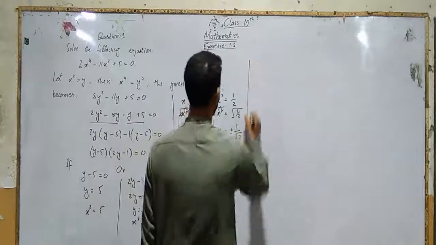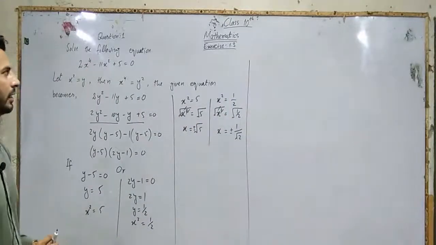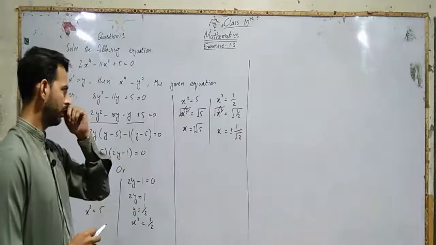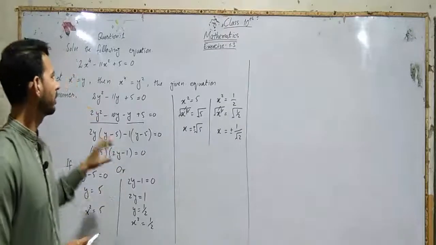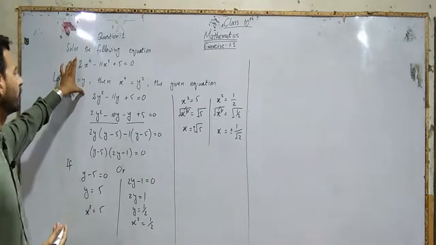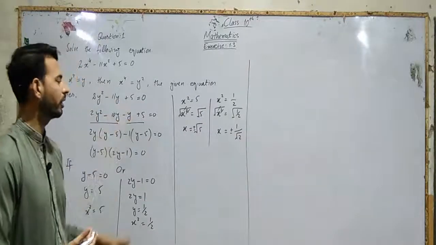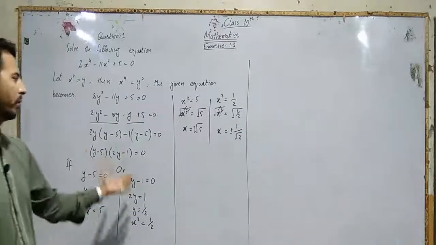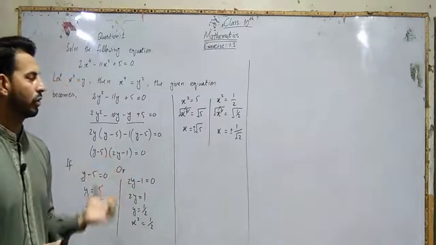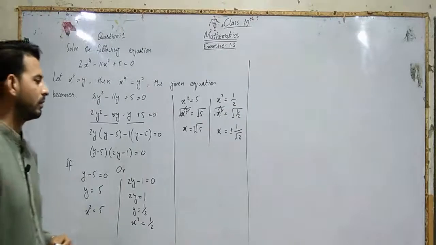So this is our question number 1 of exercise 1.3, students. This is nothing new in that. Just at the start, it's a trick you have to memorize, that first of all you have to make it a quadratic equation, then you can solve it with any method. You can solve it by completing square, you can solve it by using quadratic formula, or you can solve it by factorization.